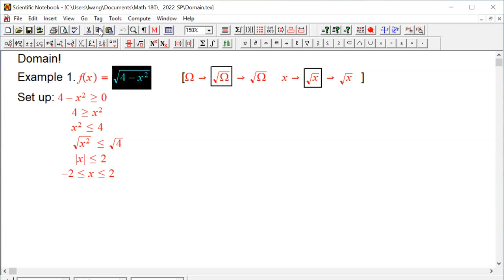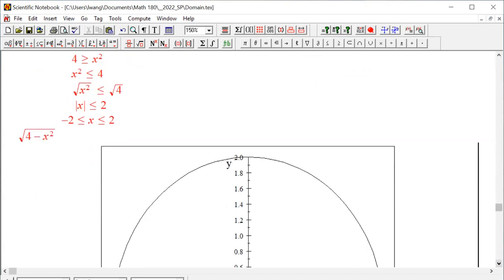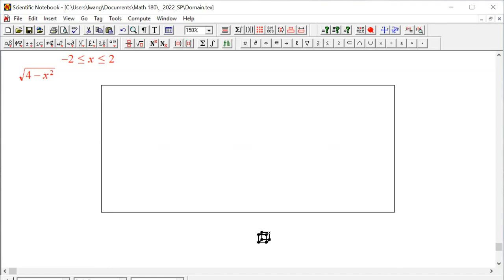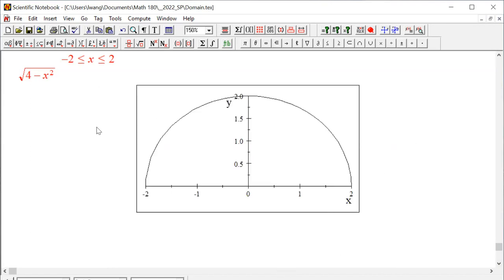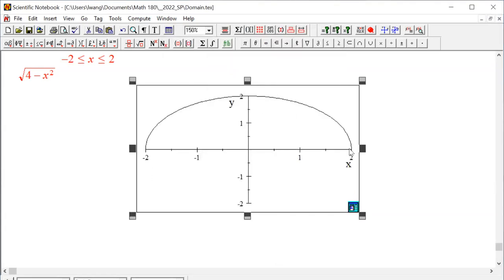If you want to know how this function looks, a simple graph will show you a picture. This is actually a half circle. This half circle with radius 4, if you're interested. So you can get a picture at your fingertips. Right, so this is a half circle.